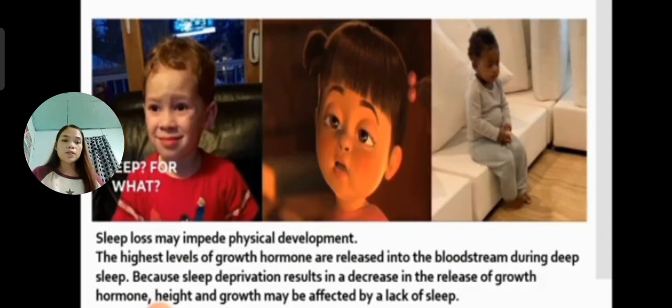And sleep loss may impede physical development. The highest levels of growth hormone are released into the bloodstream during deep sleep, because sleep deprivation results in a decrease in the release of growth hormone. Height and growth may be affected by a lack of sleep. So mao yung mga bata nga kahit kay patulgon, so nang orasa galurat gyapon ang mga mata, so maka-affect gyapon ni siya sa ilang mga physical development.